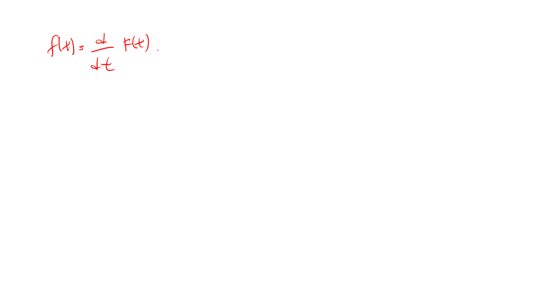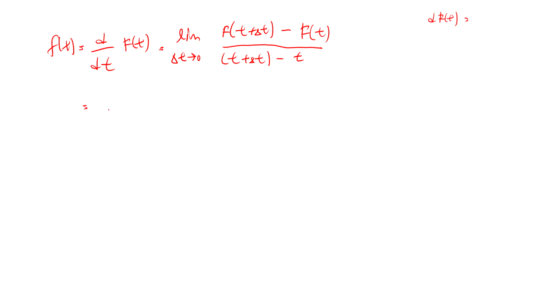So f(t) is the differentiation of F(t) with respect to t, which is equivalent to the limit of delta t towards 0 of F(t plus delta t) minus F(t), over t plus delta t minus t, which, if I rewrite that again, would be F(t plus delta t) minus F(t) over delta t.